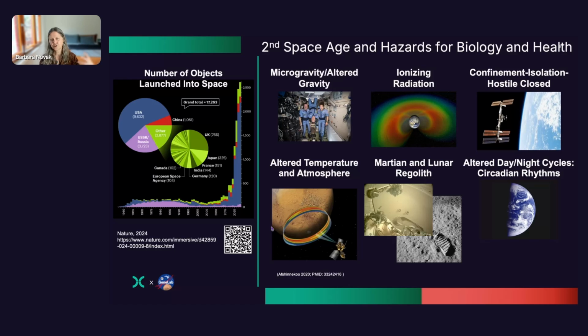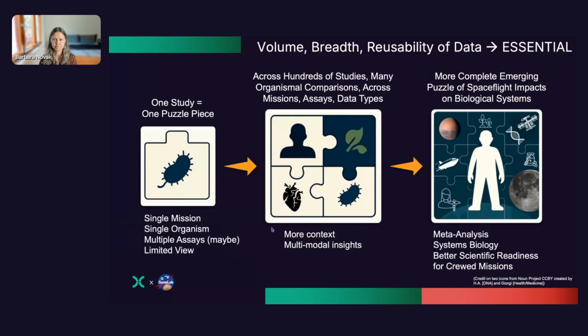And so these pictures are a representation of some of the hazards for biology and health that organisms encounter when they leave Earth's orbit, such as microgravity and altered gravity, ionizing radiation, confinement, isolation, and hostile or closed environments, altered temperature and atmosphere, Martian and lunar regolith, and altered day-night cycles or circadian rhythms. It's also important to think about combinations of multiple stressors and the timeline of impacts. So is it something that will impact health immediately or over a longer period of time?